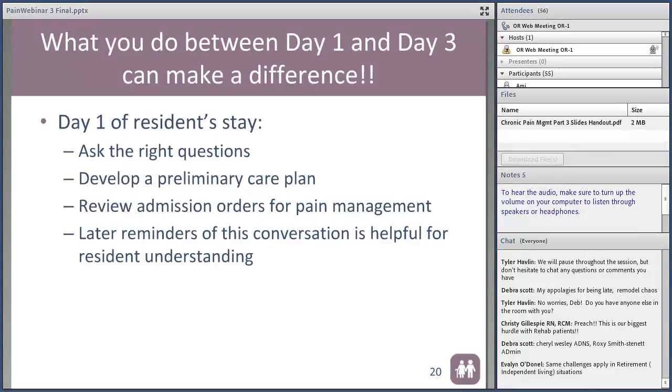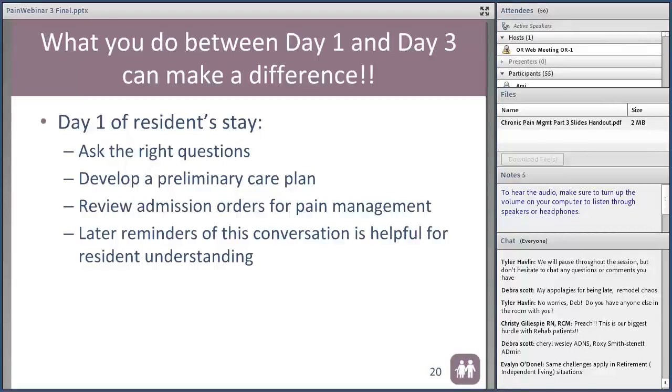So what do you do between day 1 and 3 that can make a difference? Of course, ask the right questions and develop that preliminary care plan based upon those answers, review the admission orders for pain management, and then later reminders of this conversation are helpful for the resident's understanding. So again, effective pain management interventions help avoid adverse outcomes, and this will definitely make a difference.